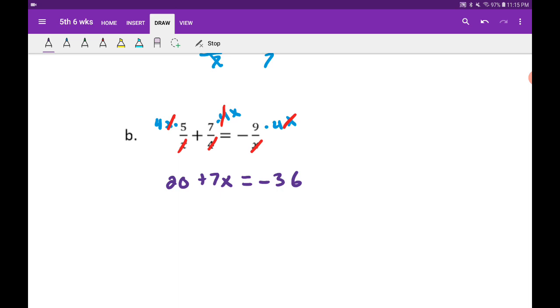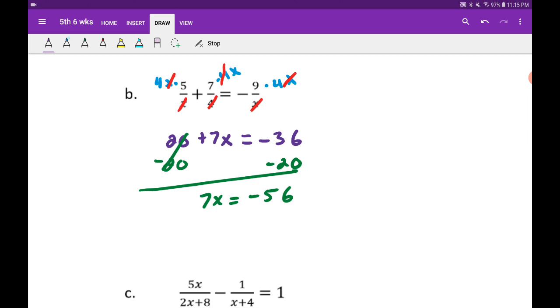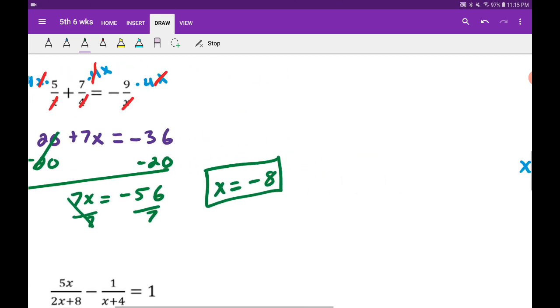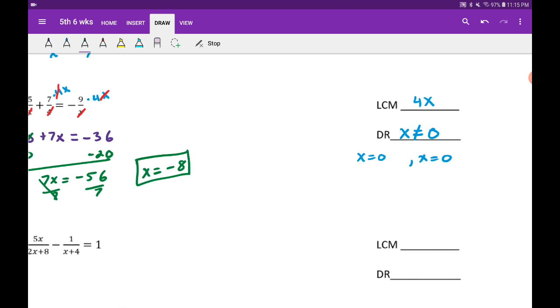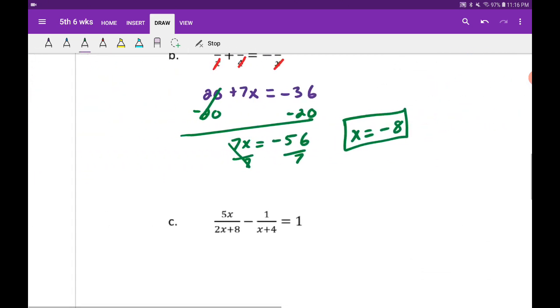Just some algebra here. Let's subtract 20 from both sides. It cancels out, and we get 7x equals negative 56. Then we divide by 7, and we get x equal to negative 8. That will be our solution. If we check, our negative 8 does not equal our domain restriction, so we're good to go here.